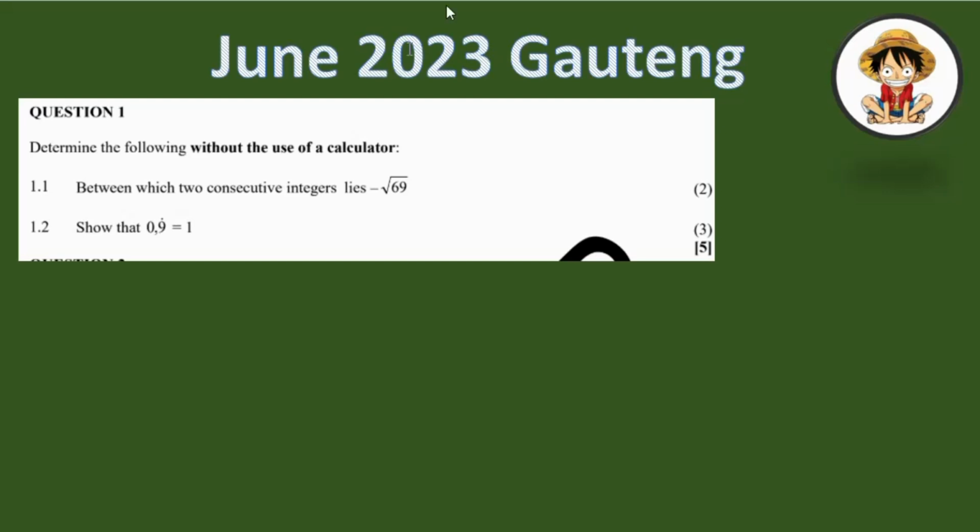Right. So what's happening here? The first question says, for 2 marks, between which 2 consecutive integers does this number lie? Interesting, right? 1.1. We are going to say that we have negative root 69. Right? Now, 69 is not a perfect square. We know that. Right? So we need 2 numbers that are perfect squares coming before and after 69. Right? I'm going to write them here.